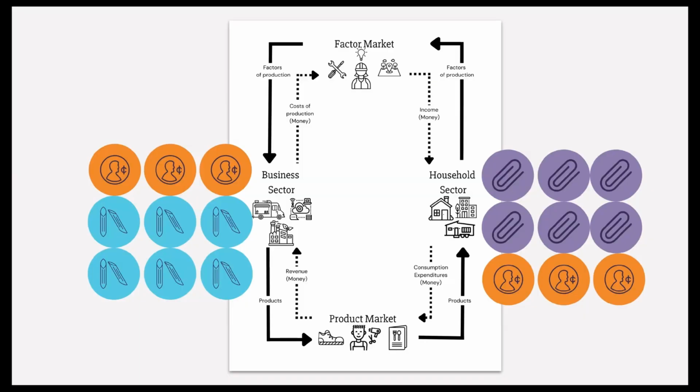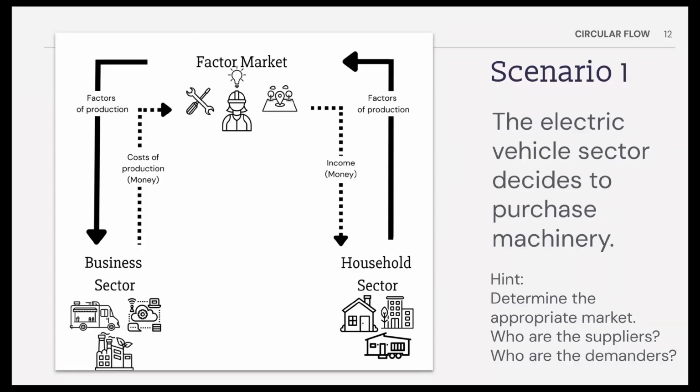So this is what the board setup looks like. There's going to be 6 pieces of pasta and 3 pennies in the business sector, and then 6 paper clips and 3 pennies in the household sector. Scenario 1 is the electric vehicle sector decides to purchase machinery.